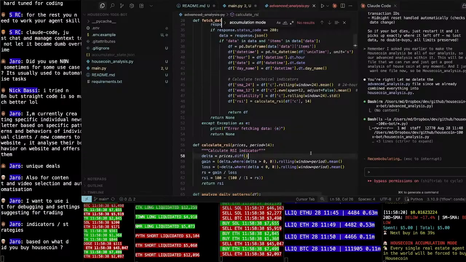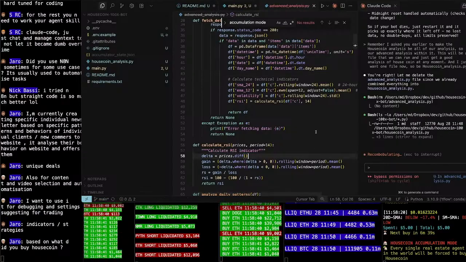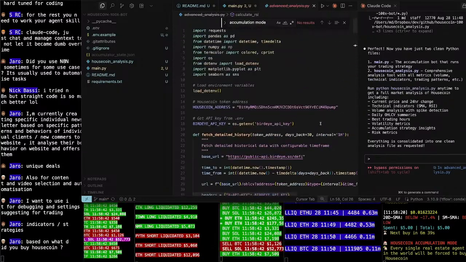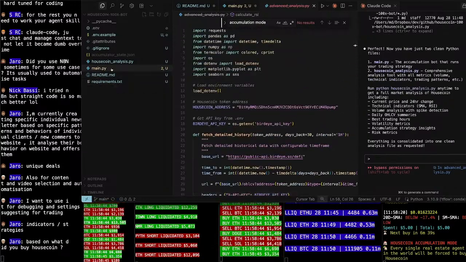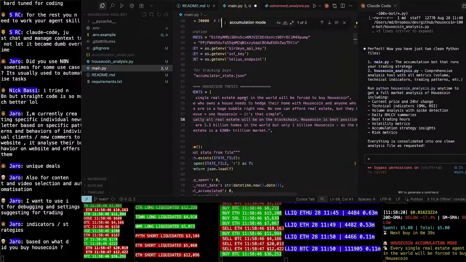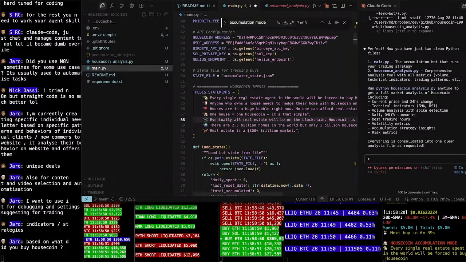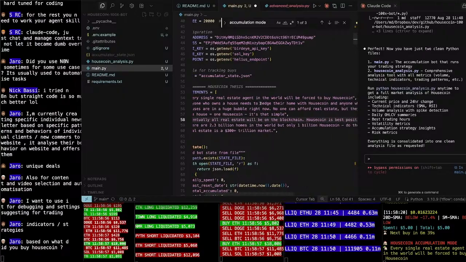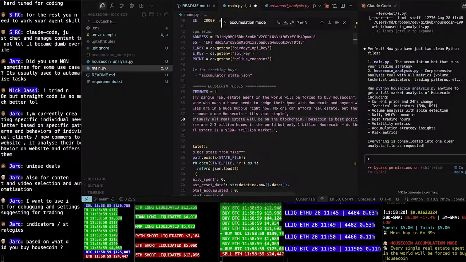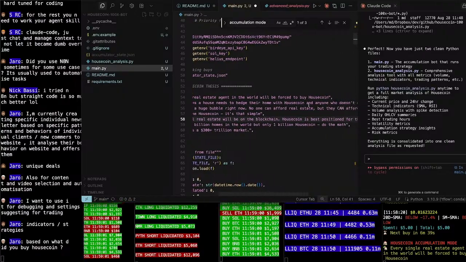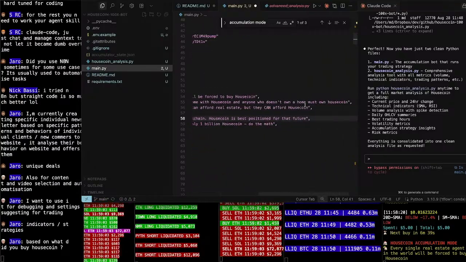Based on what did I buy Housecoin? I've told you that like 12 times today, but I'll go ahead and read a couple of my thesis statements here. I believe that every single real estate agent in the world will be forced to buy Housecoin. Anybody that's in real estate, mortgage brokers, etc., they'll be forced to buy it. Anyone who owns a home, this was my use case. I own a home and I'm hedging my house with Housecoin.